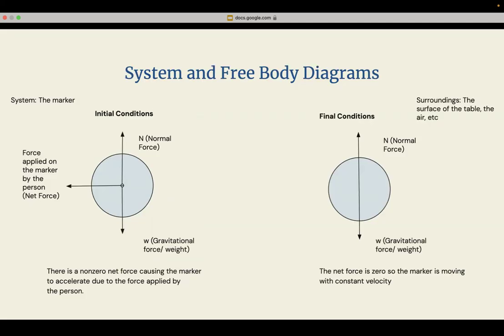And when it comes to the system and free body diagrams, the system is the marker and the surroundings is the surface of the table, the air, etc. In the initial conditions, we have the normal force and the gravitational force which cancel each other out, as well as the force applied on the marker by the person, causing there to be a non-zero net force, which means the marker accelerates due to the force applied by the person. And in the final condition, the net force is zero because the marker is moving with constant velocity.